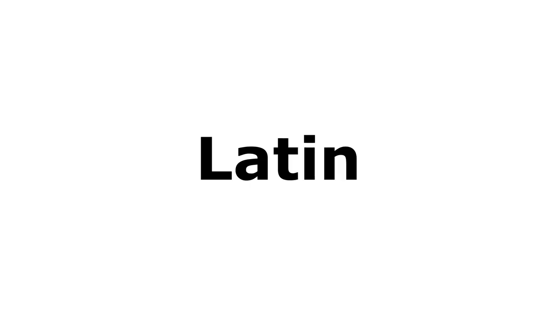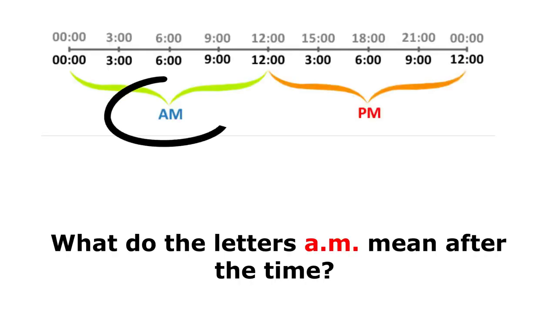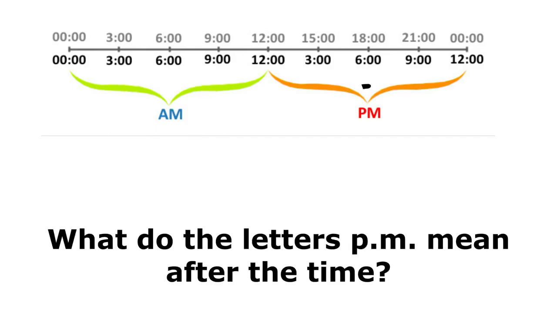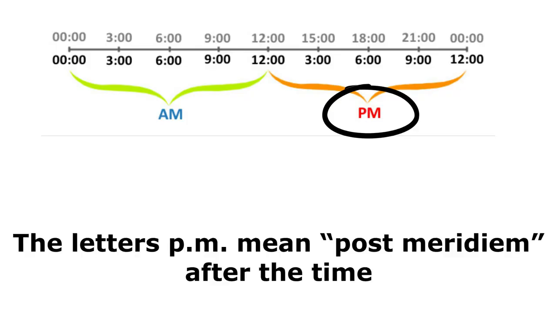AM. PM. Midday. Latin. Then. What do the letters AM mean after the time? The letters AM mean ante-meridium after the time. What do the letters PM mean after the time? The letters PM mean post-meridium after the time.